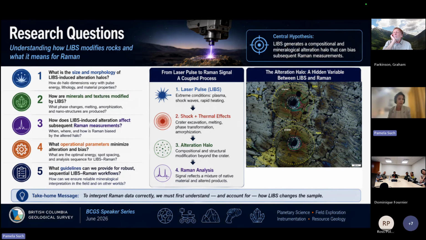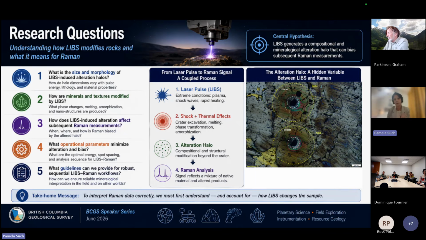So how are minerals and texture modified by LIBS? Well, that was another of our questions. How does LIBS-induced alteration affect subsequent Raman measurements? Raman is another instrument that is actually non-destructive. It's a light, basically. It will reflect in the sample and will give us information when the change of the electrons happens, back on the spectrometer. And then, what operational parameters minimize alteration and biases, and what guidance can be provided for a robust sequential LIBS-Raman workflow? So those were our questions.